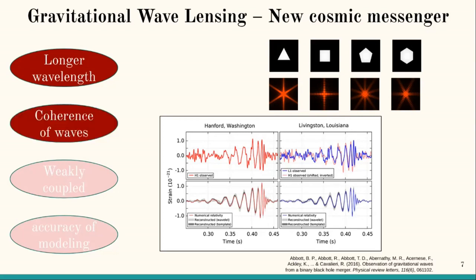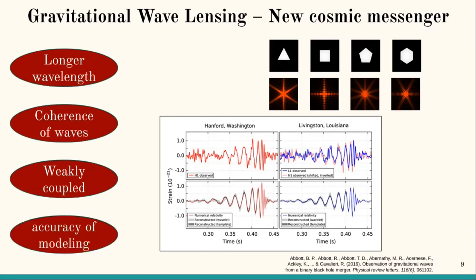Another important thing is these waves are coherent in nature, and thus allow for observing interference between the geometric optics images, which is absent for electromagnetic signals. Again, these signals are weakly coupled with matter, so they can carry information over very large cosmic distances. And the most important is these gravitational waves can be modeled very precisely.